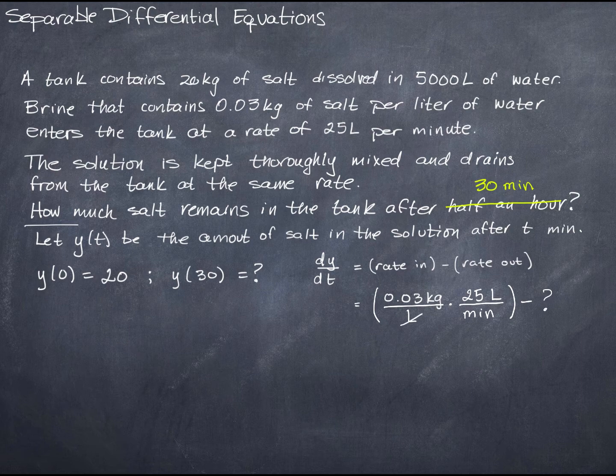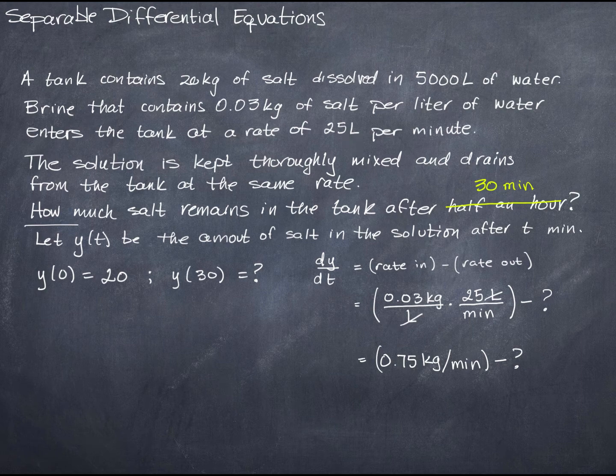I can simplify this, and I get 0.03 times 25, which is 0.75 kilograms of salt per minute. But I still need my rate out. They tell us the rate that the new solution is entering the tank. It's 25 liters per minute.